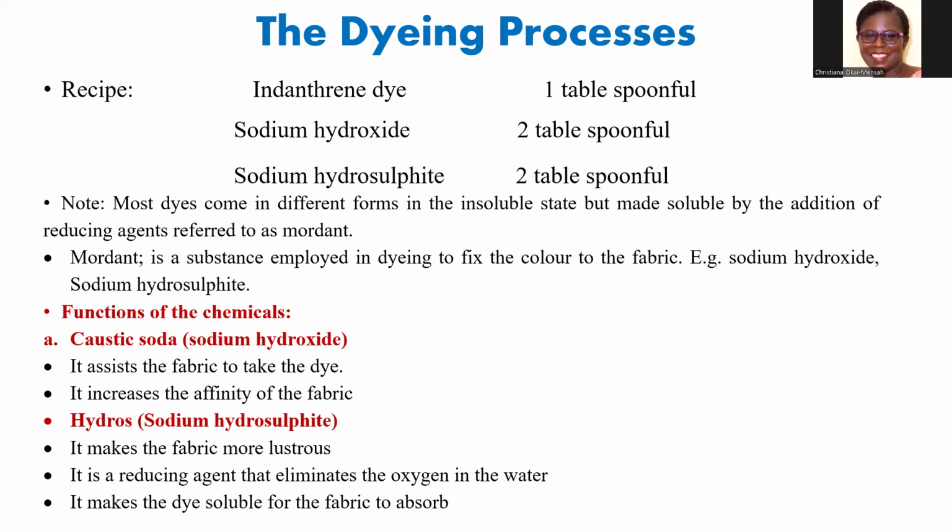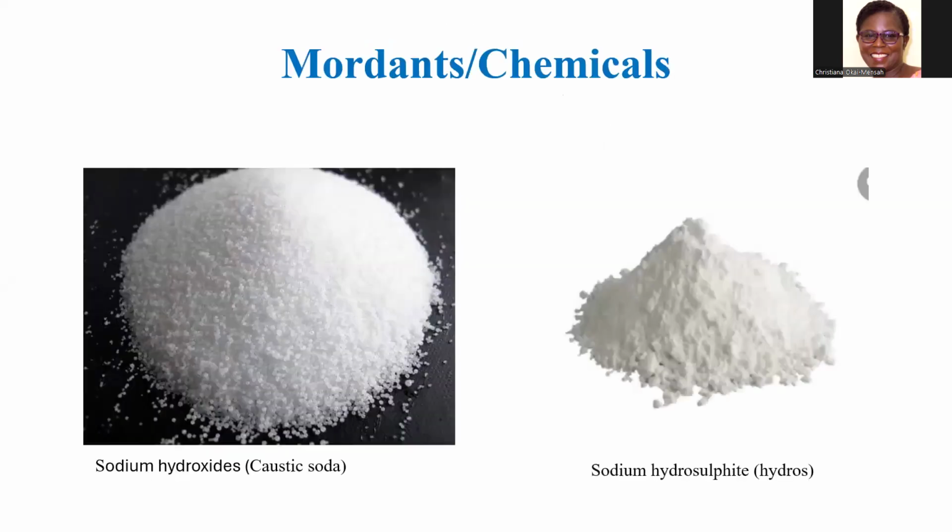That is it. So after you have put the fabric inside, and the fabric is able to absorb, you need to expose it again to oxygen for the oxygen to come back before you can get your dye. Let's look at that. So this is the caustic soda that looks like sugar or salt. And this is the hydrous, looks like powder or flour. Okay, so they are the two chemicals.